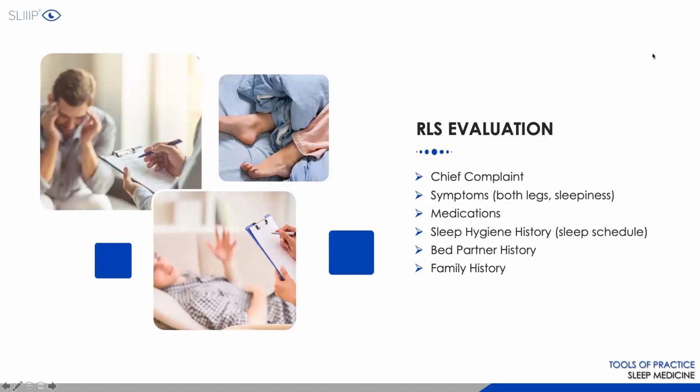Symptoms as well, it's important to know that it has to be in both legs. It doesn't have to be simultaneously, but it needs to involve both legs. So it can be consecutively, meaning one leg affects them first and then the other leg, and it goes back and forth. Sleepiness is also an important factor, which we don't find in restless legs. Compared to sleep apnea and some other sleep disorders, patients with restless legs will not tell you, doctor, I'm so sleepy, I'm falling asleep in your waiting room.